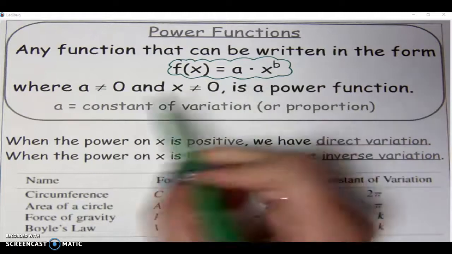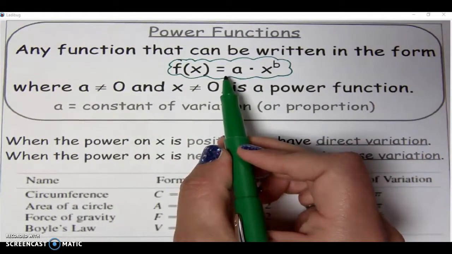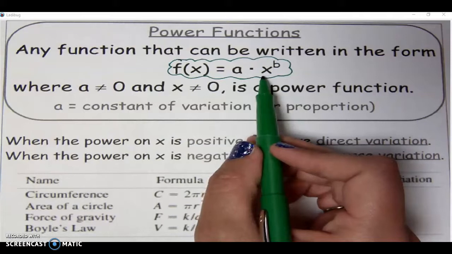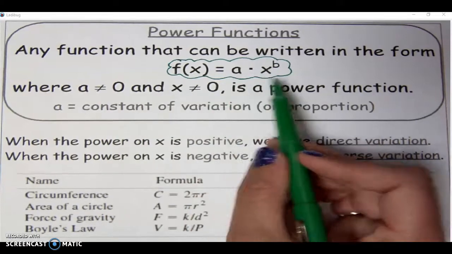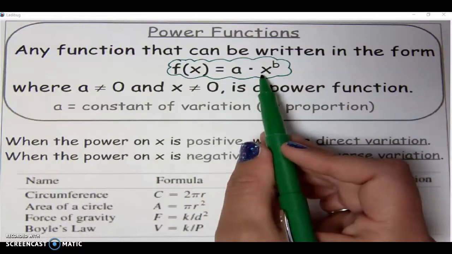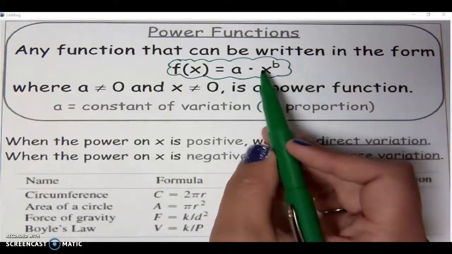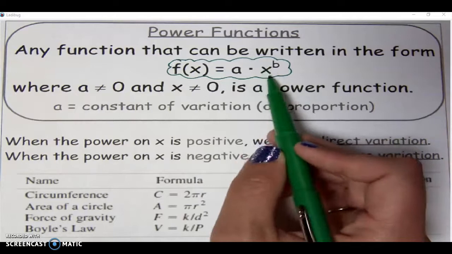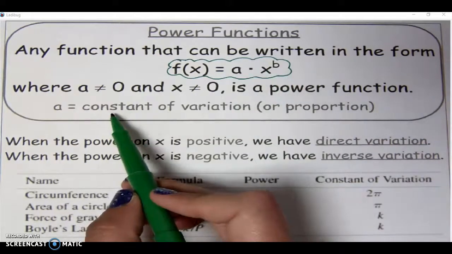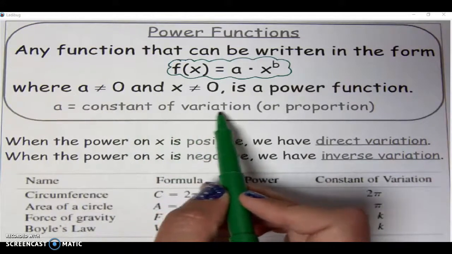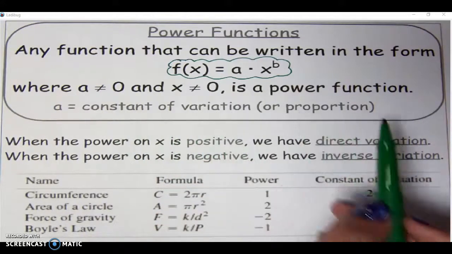In this case, a cannot be equal to 0, and x cannot be equal to 0. If those are equal to 0, then it's going to cancel this whole thing out. So ax to the b power. x is your variable here, where a and b are just constants. A is going to be called your constant of variation, or your proportion.